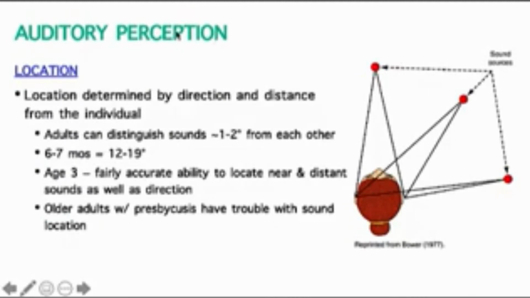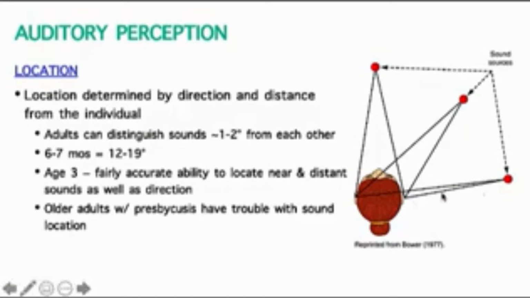So this is again part of our perception. How do we take the sound waves through our ear, we can sense them in our temporal lobe, and then what do we do with that? Where is the sound coming from? So location is determined by direction and distance from the individual. Adults can usually distinguish sounds that are about 1 to 2 degrees from each other, which is pretty impressive, right?